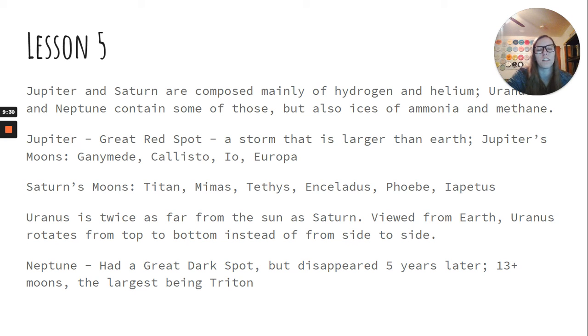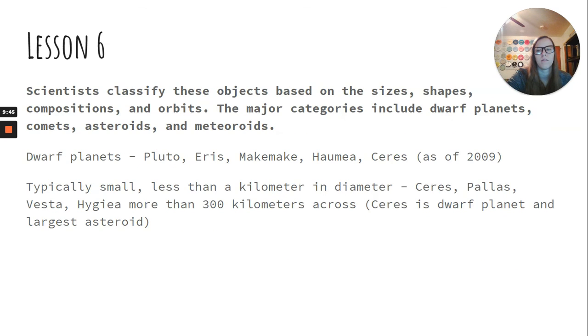Uranus is twice as far from the sun as Saturn. Viewed from Earth, it looks like it rotates from top to bottom instead of from side to side. Remember, Neptune had that great dark spot, but it disappeared 5 years after being discovered. It has 13 plus moons, the largest being Triton.